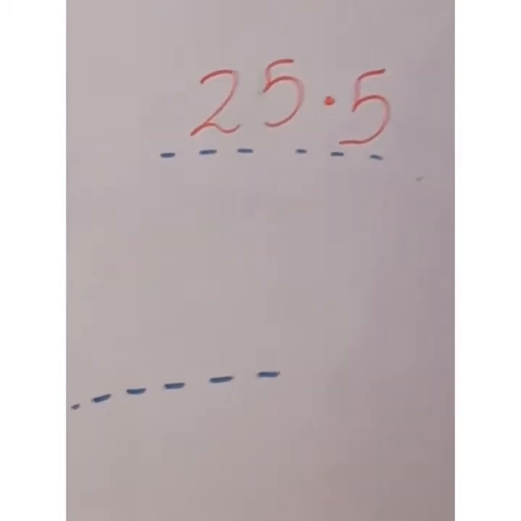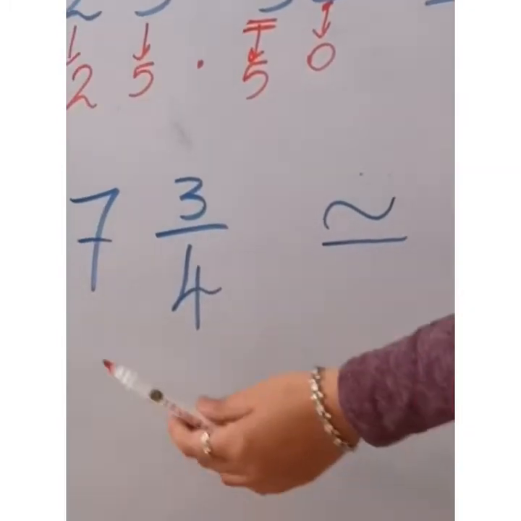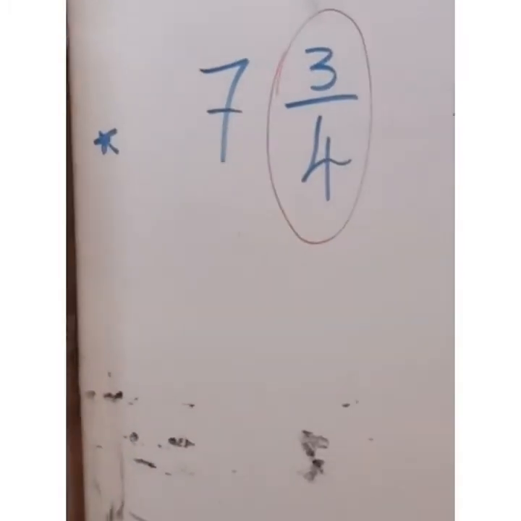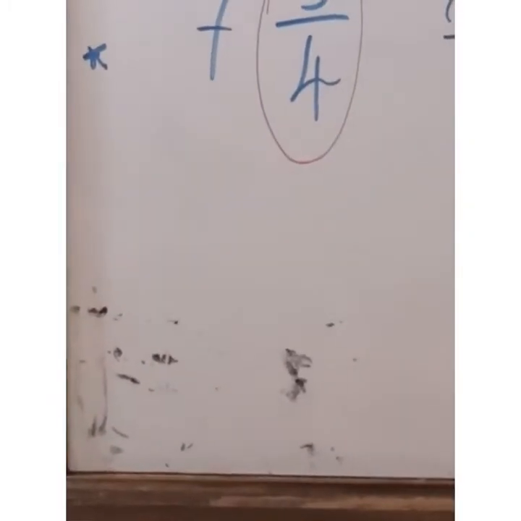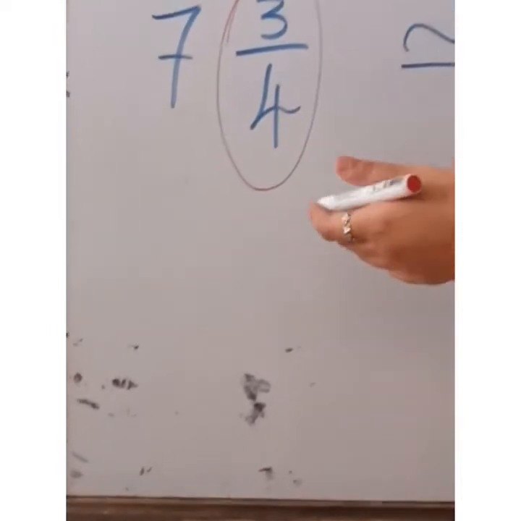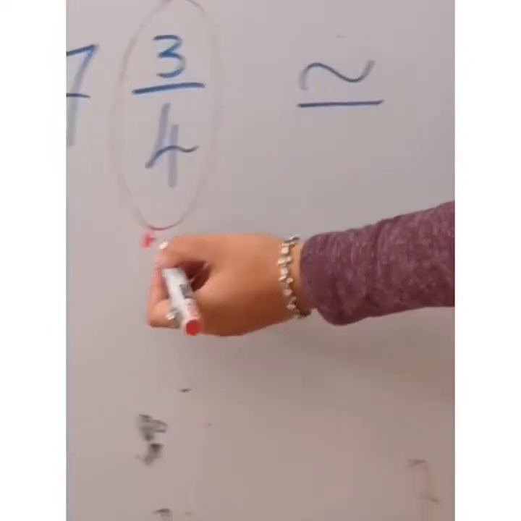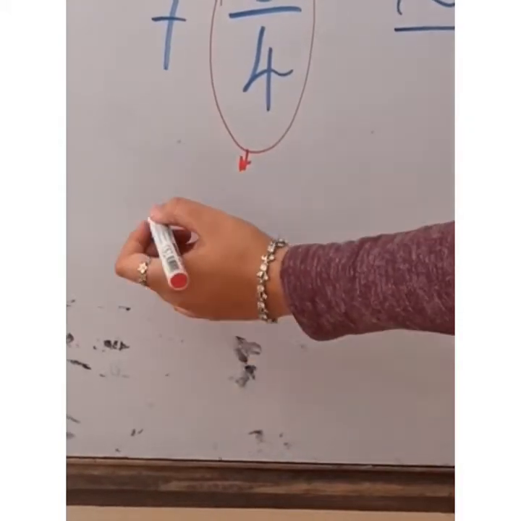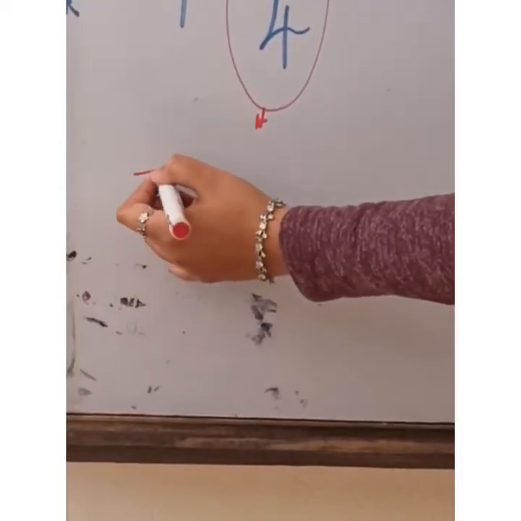Here we have a different example. We have 7 3/4. We don't have any decimal part to stop at the tenth place. So we take this fraction and convert it to decimal, as here we have 7 3/4.